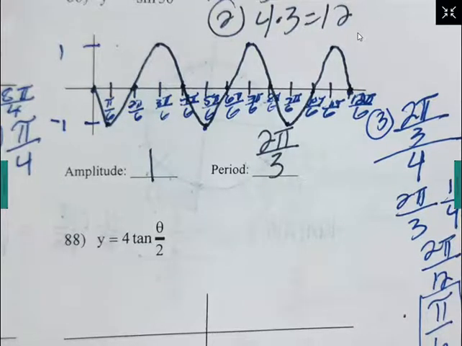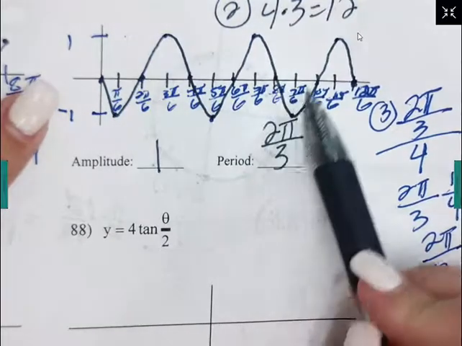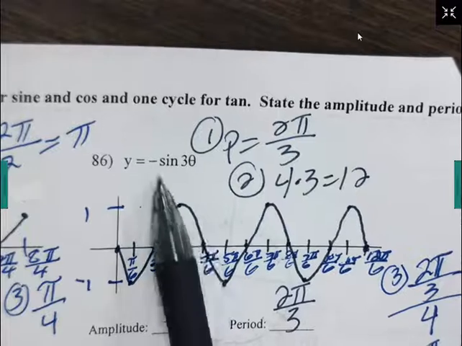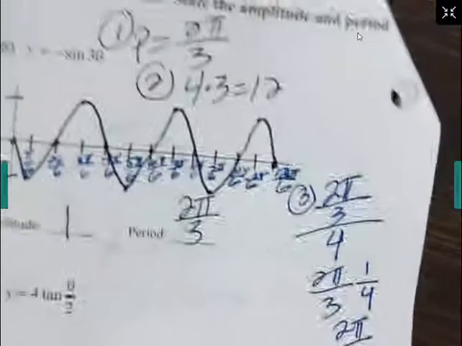Do you guys see that there are 3 full cycles here? 1 cycle, 2 cycles, 3 cycles. That's the same as our B. That's what that 3 means, okay? Yes? Like right here?